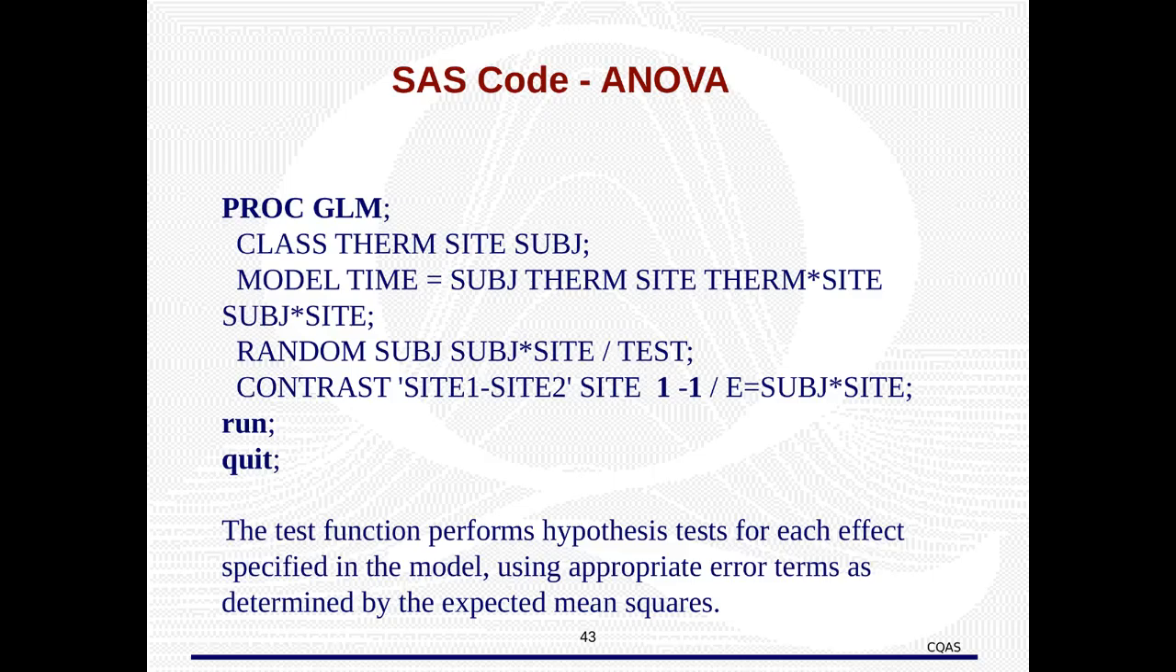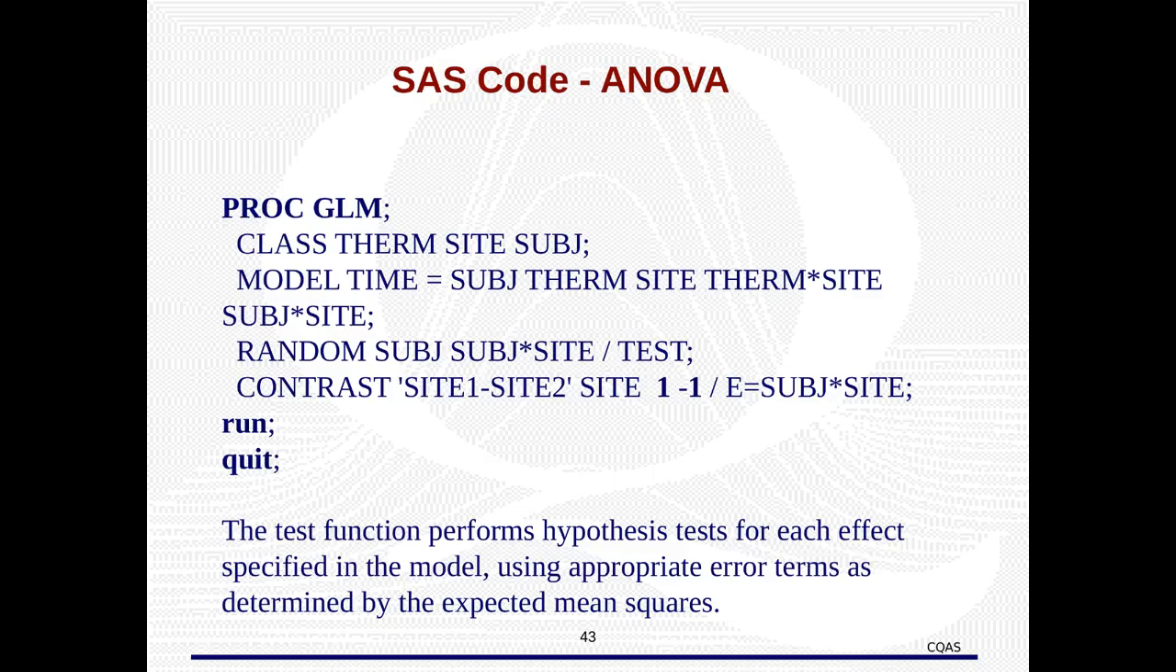In this case, we're modeling the response variable time as a function of several predictor variables: subject, therm, site, and their interactions. Notice that we've specified the class statement to identify the categorical variables in our dataset. This is essential for SAS to recognize these variables and perform the necessary statistical analyses.